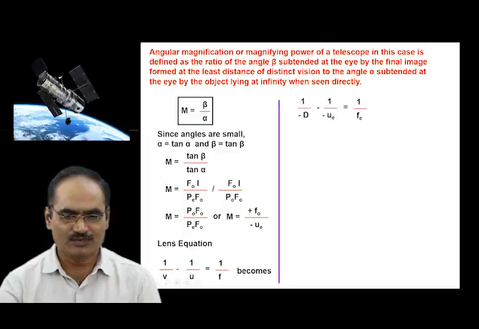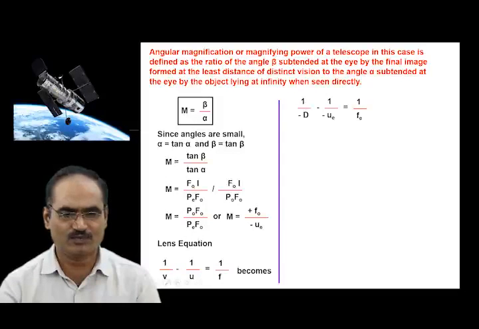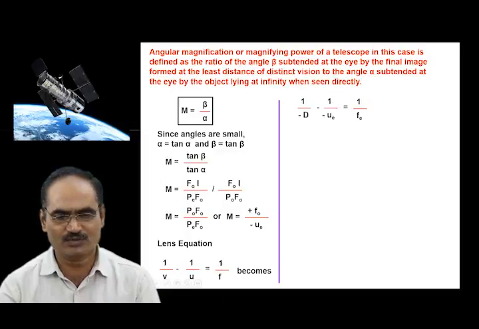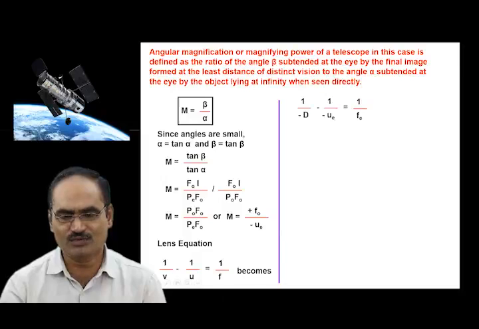So by using this, we will substitute 1 by minus ue into the lens equation. We know the lens equation: 1 by v minus 1 by u is equal to 1 by f. Here v is the least distance of distinct vision, so in place of v you write minus d. Then minus 1 by u, that is minus ue, is equal to 1 by fe. Taking this to the other side, the minus signs cancel, and we get 1 by ue is equal to 1 by fe plus 1 by d.